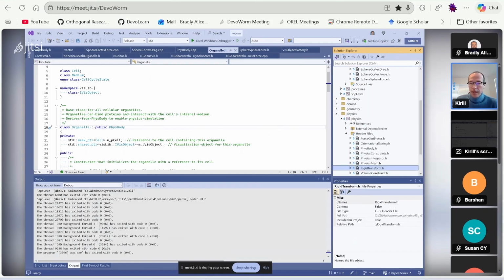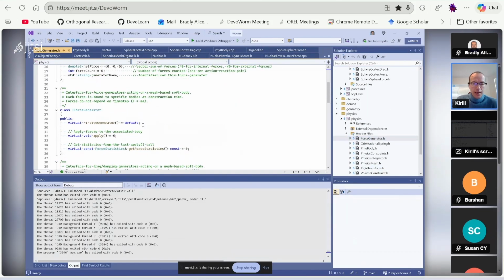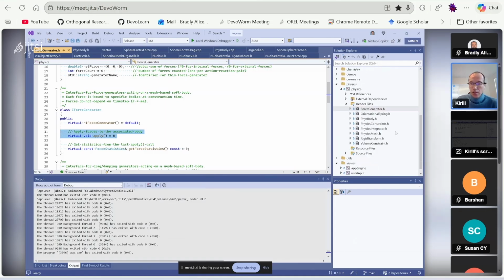So it doesn't know anything about biology. For example, if we look at the force, it has just a virtual function here. It says apply. So the force has to apply itself. And then this function would be implemented here.